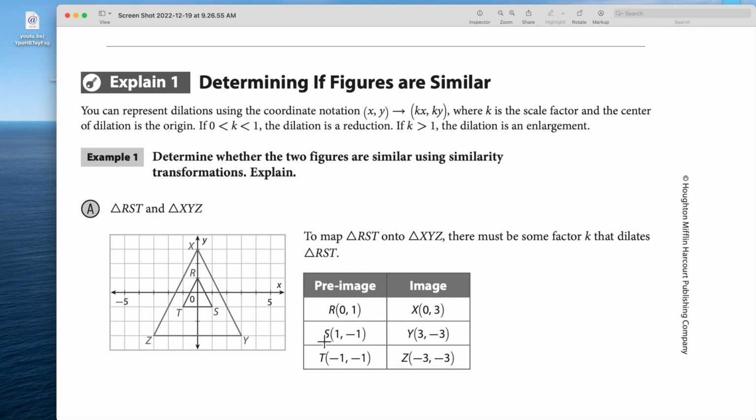So we need to test these points, which are conveniently given to us, pre-image and image. And we find if we multiply all these x coordinates by 3, we get the image points. Let's look at S. 1 times 3 gives us 3. Negative 1 times 3 gives us negative 3. Therefore, these images can be mapped onto one another using a scale factor of positive 3, a dilation.